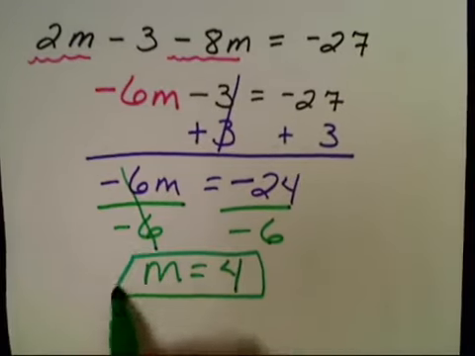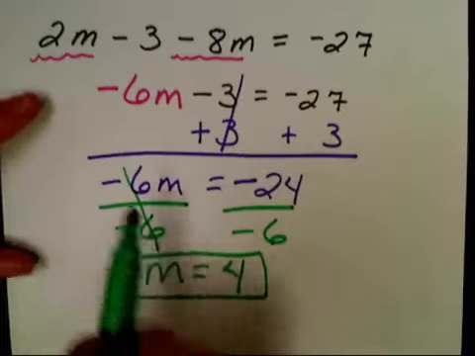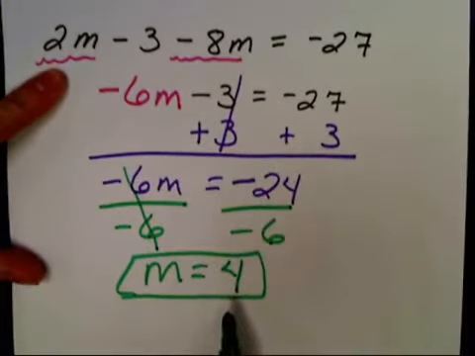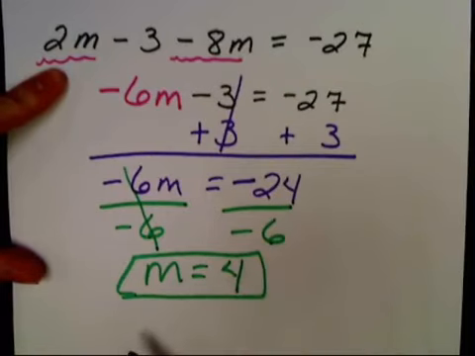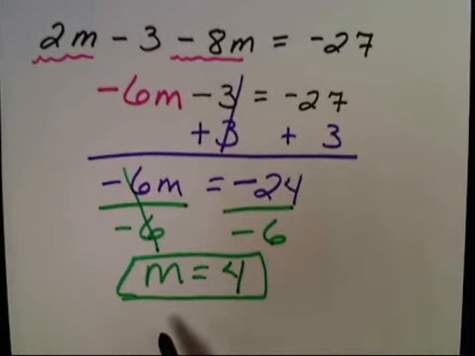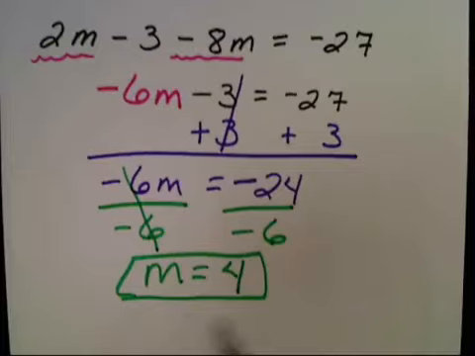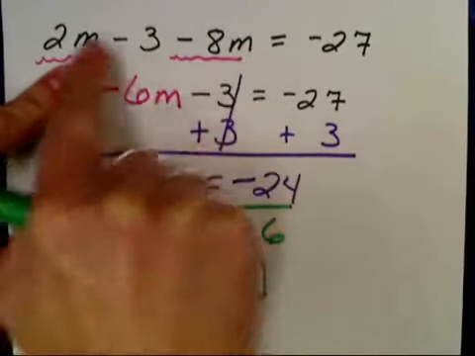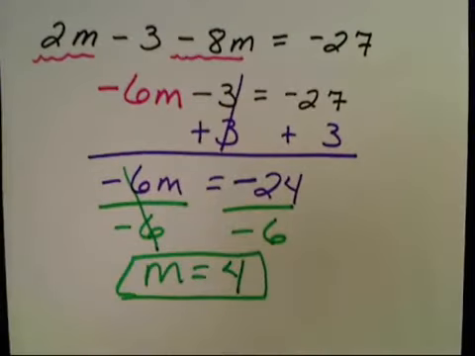Always check your answers. Go back into the original equation, replace all of your m's with 4 and simplify. The left side should equal the right side when you use your order of operations. So if we have terms on the same side of the equal sign, you'd have to combine them first before solving your equation.